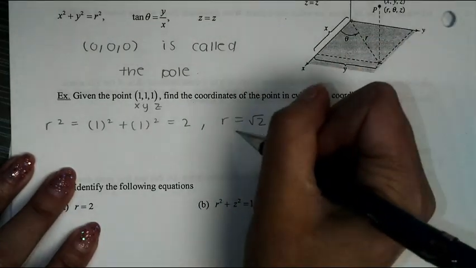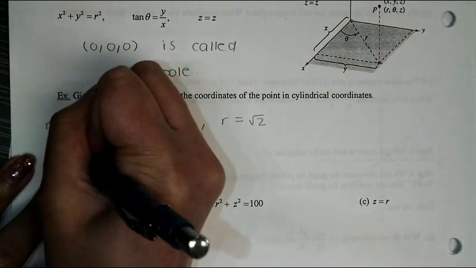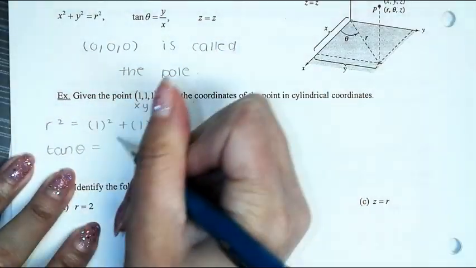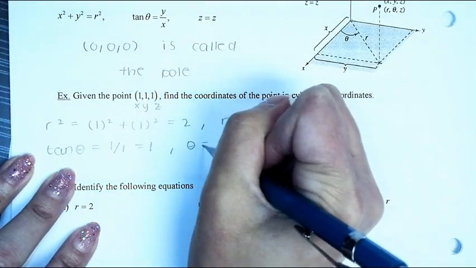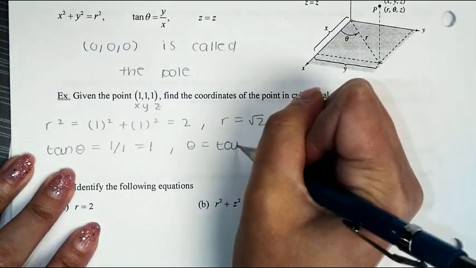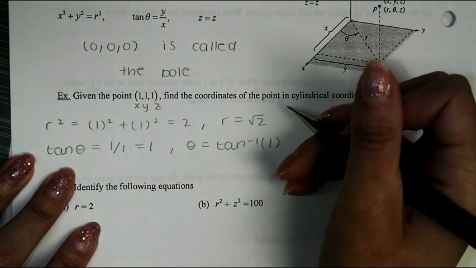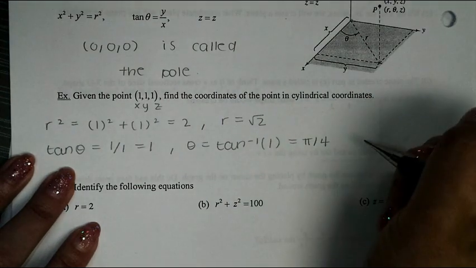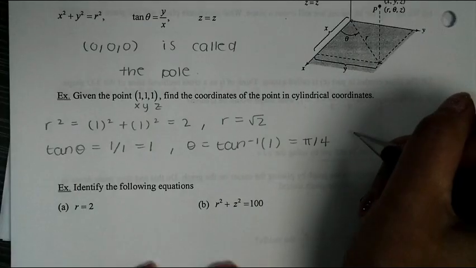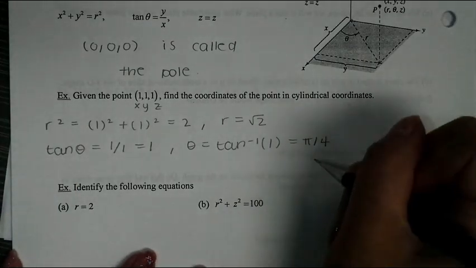After that, you're going to find tangent theta. Tangent theta is y over x, which is 1 over 1, which is just 1. So theta is going to be equal to tangent inverse of 1, which is part of the unit circle, so it's going to be pi over 4. And please remember that theta needs to be between 0 and pi. So that's going to be your theta.